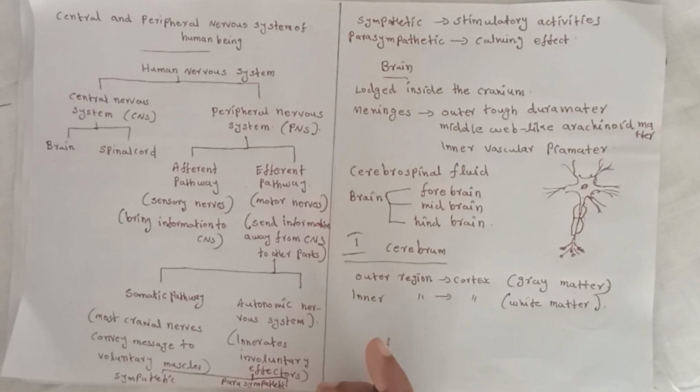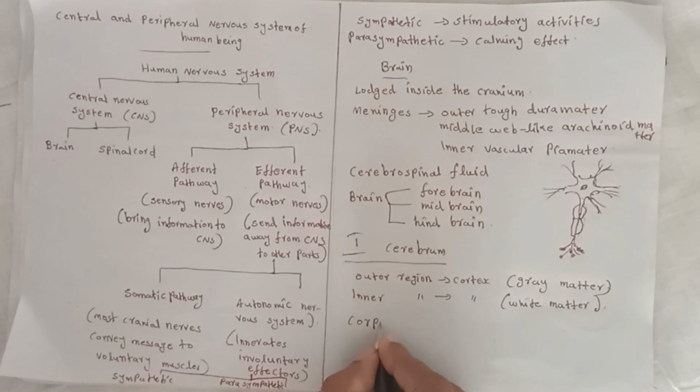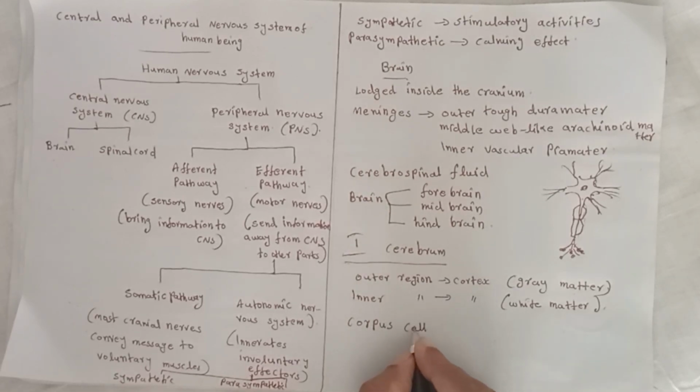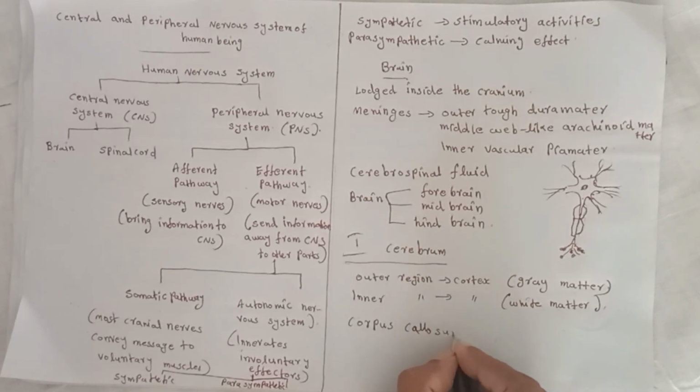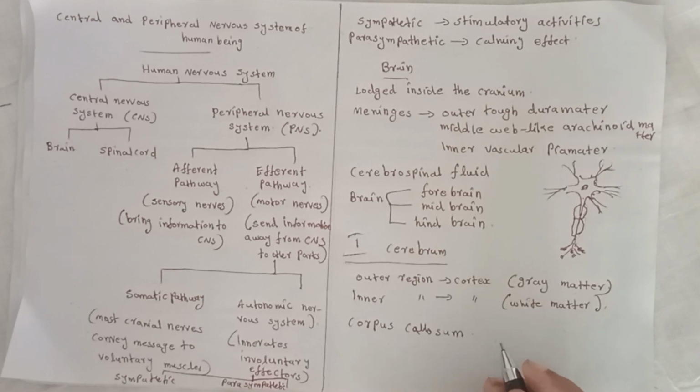Corpus callosum is a sheet of crisscross nerve fibers connecting the two hemispheres. The left side of the cerebrum controls the right side of our body, and the right side of the cerebrum controls the left side of our body.